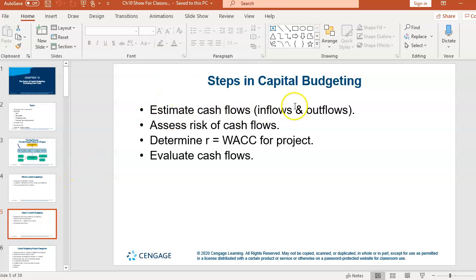So I need to estimate cash flows both in and out. The inflows are basically the return on a project, and the outflow is the initial purchase of the project or investment in the project. And of course, we have the risk, and the R is the WACC of the project, and we evaluate the cash flows.